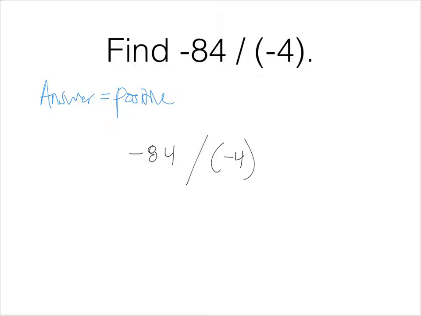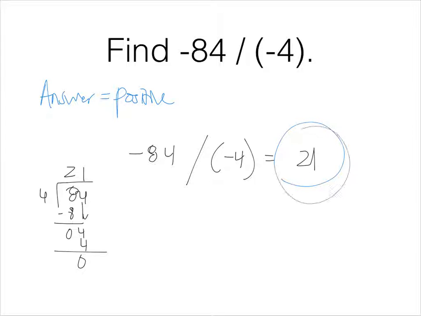If that's hard for you to do, you can do long division. Divide by 4. 4 goes into 8 2 times. So 2 times 4 is 8. Subtract. And then I'm going to bring down that 4. 4 divided by 4 is going to be 1. Then 1 times 4 is 4. I have 0 left over, so it's exactly 21. And because my answer is positive, 21 is my final answer.